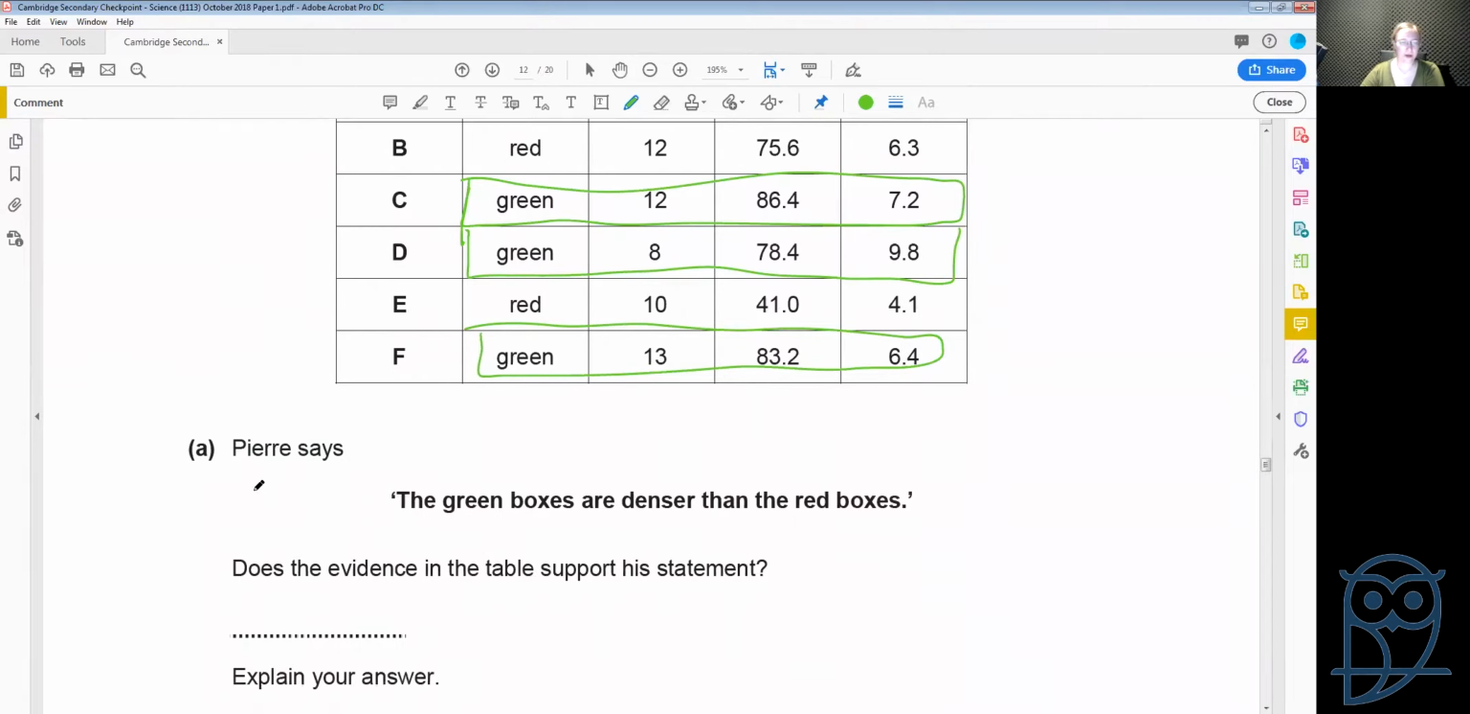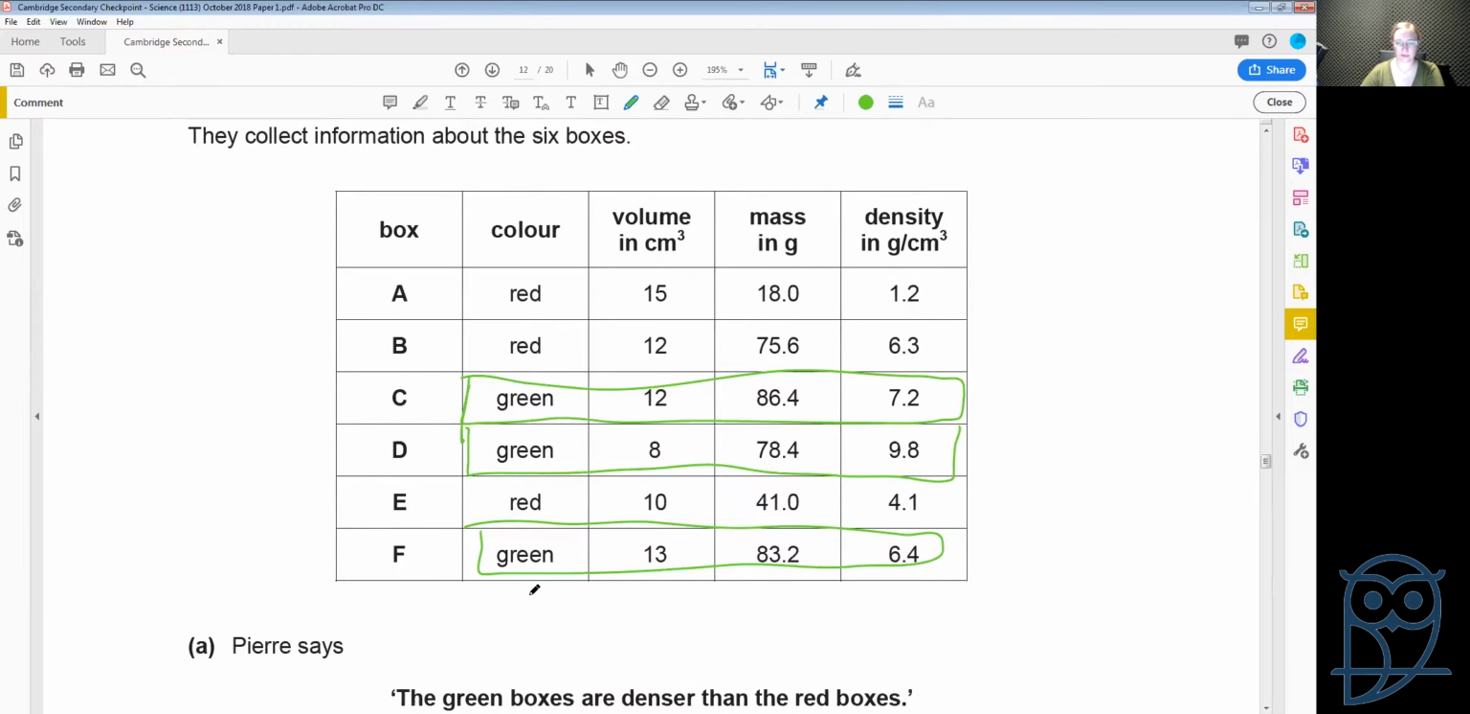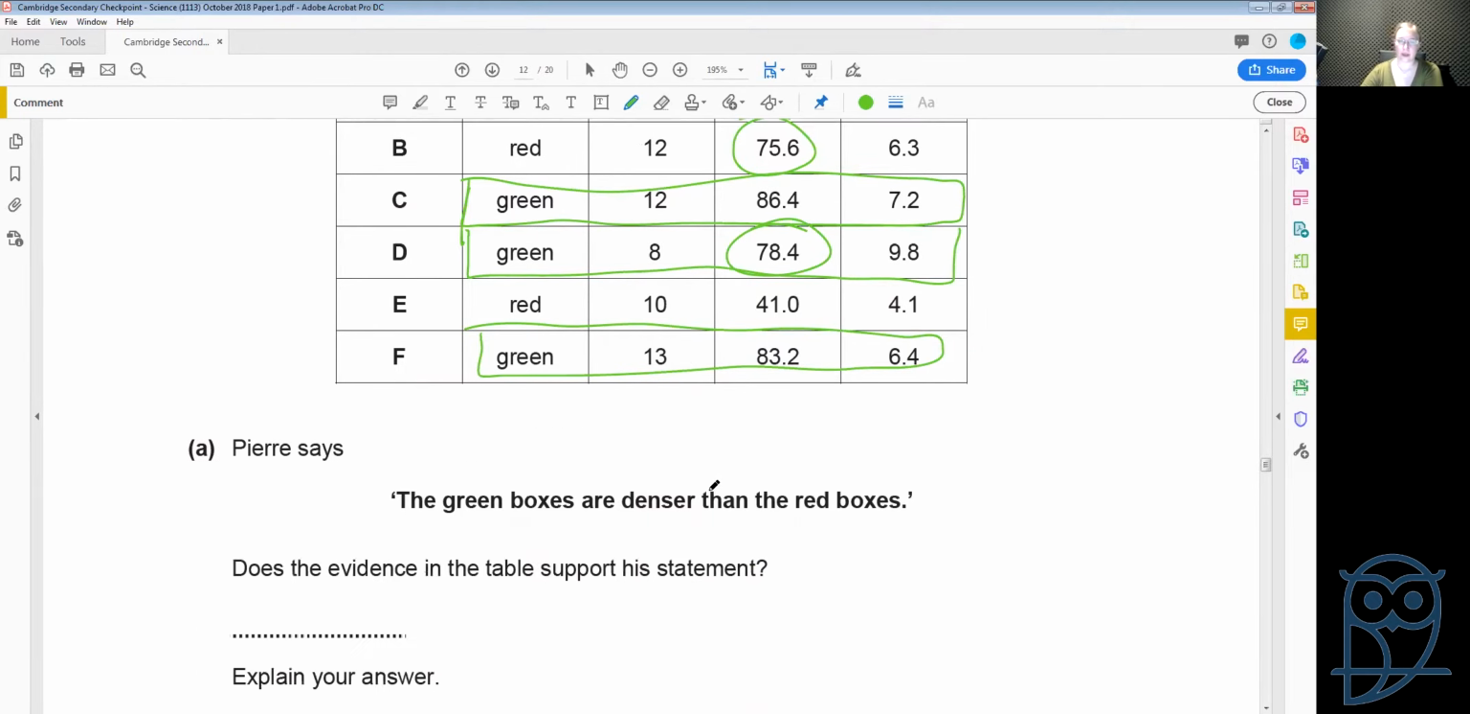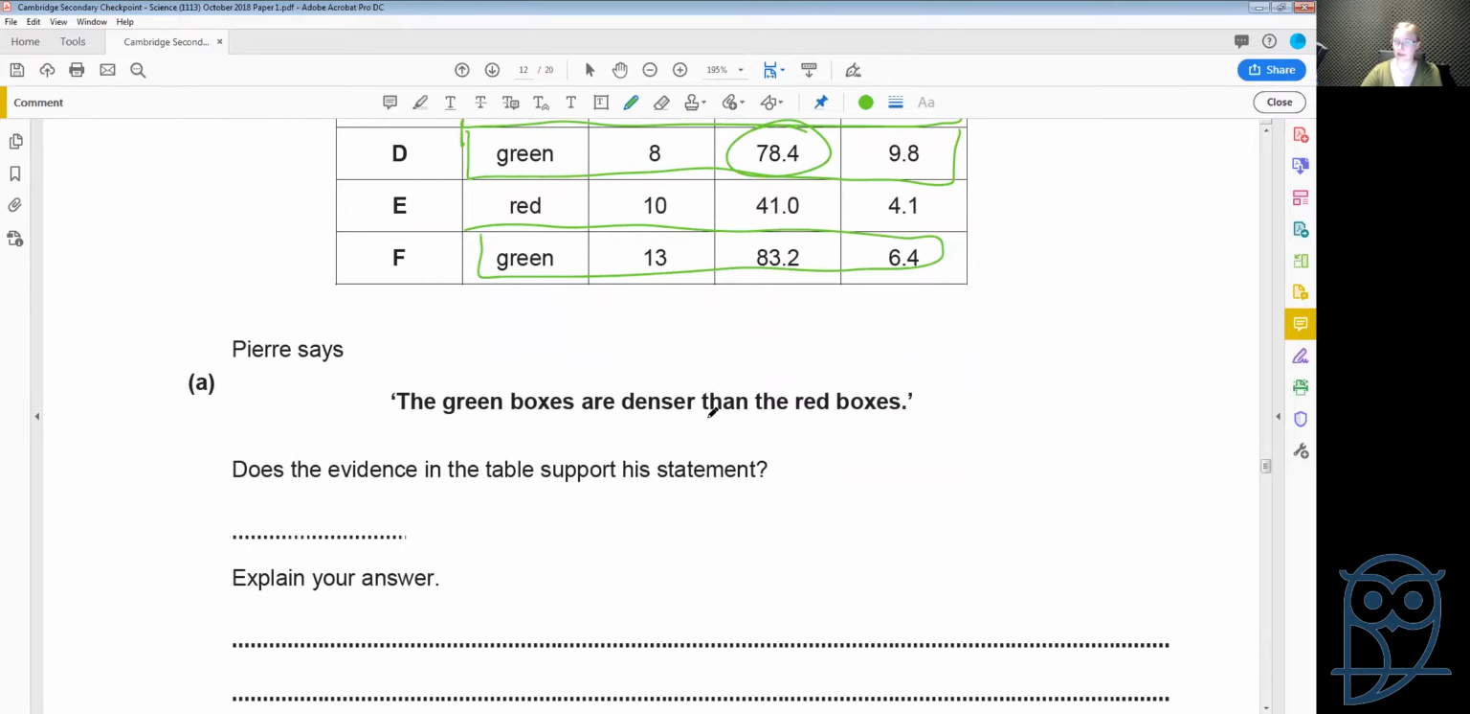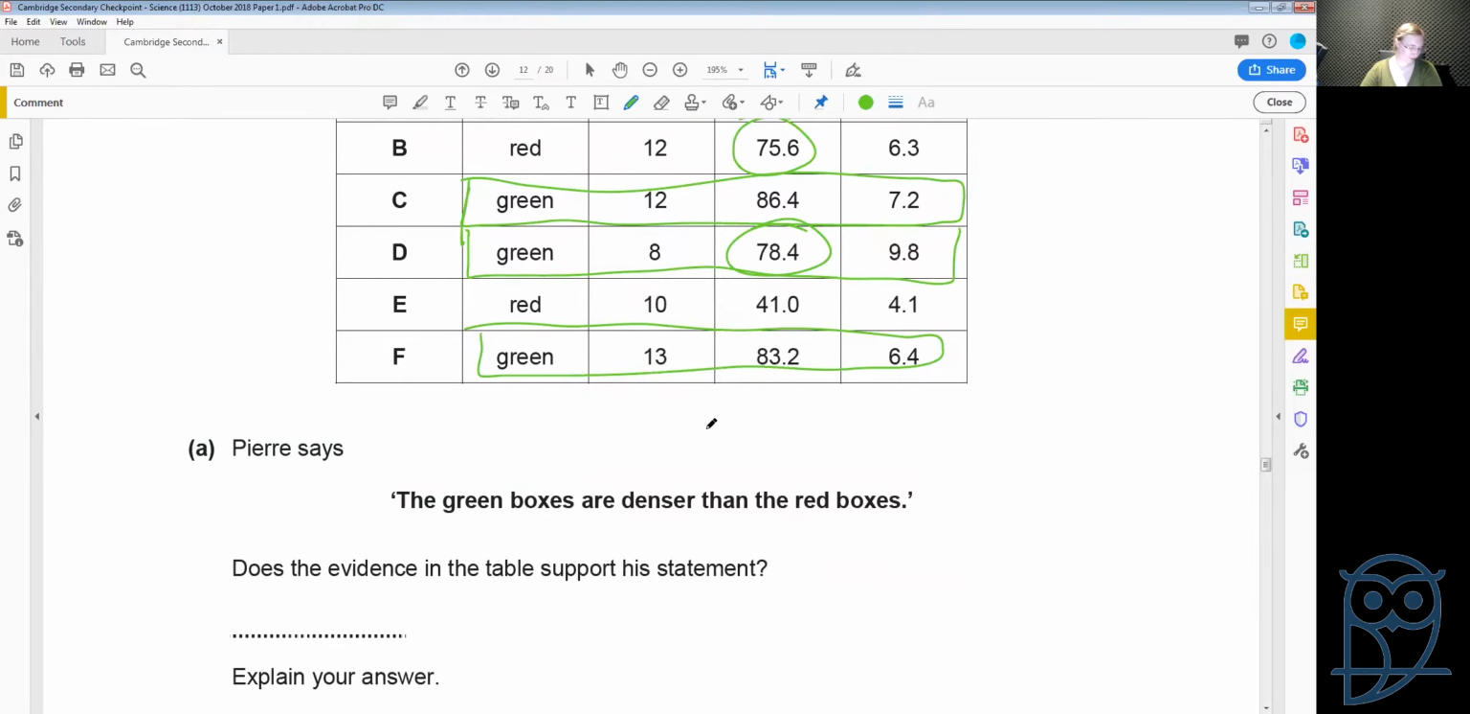So now Pierre states that the green boxes are denser than the red boxes. Does the evidence in the table support his statement? Okay, so let's go look here. The lowest density of the green boxes is here, that's 78.4. And the highest density of the red boxes is over here, that's 75.6. So the evidence does support his statement, so here we can go, yes.